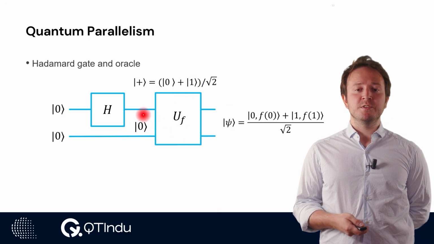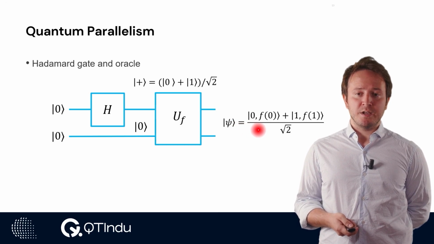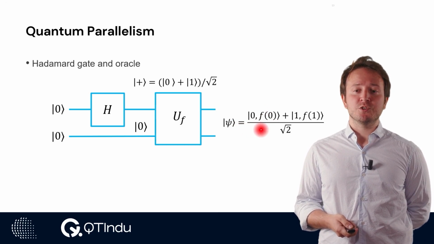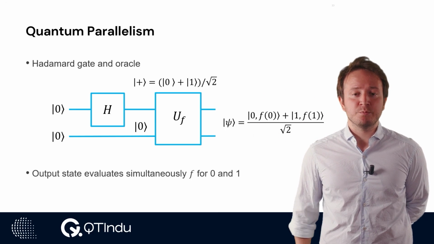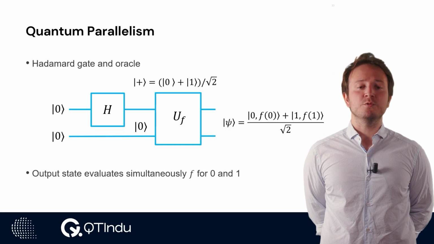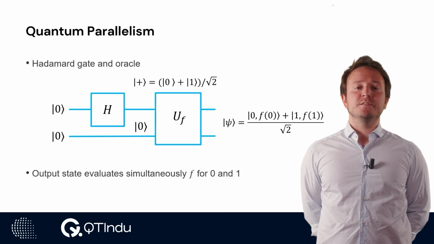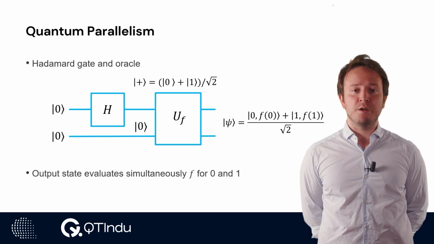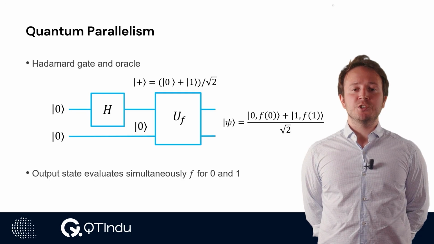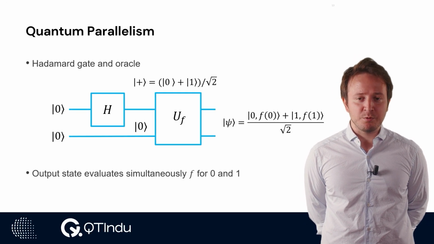What happens to the ancillary qubit is very interesting, because in this case, the ancillary qubit will evaluate the function when it's 0 or the function when it's 1. And in particular, the final state will be the superposition of these two functions. In other words, this circuit evaluates f simultaneously for 0 and 1. In the next lectures, we will see how to use this property to make quantum computations.